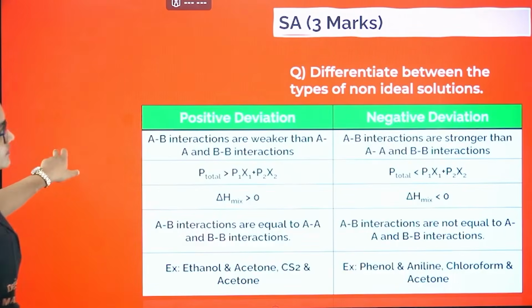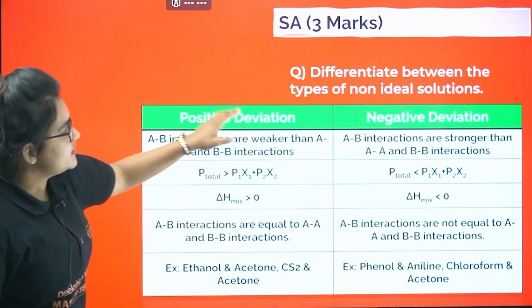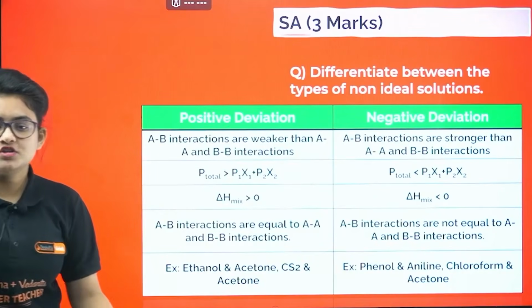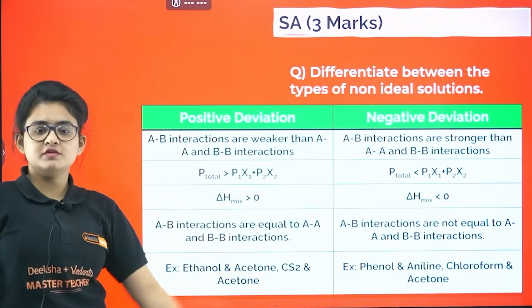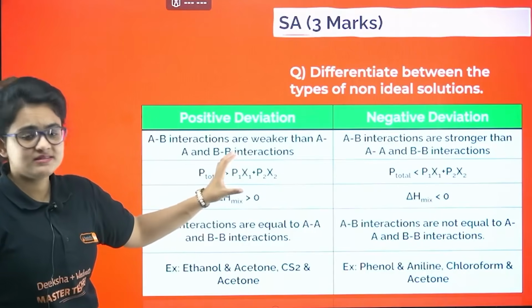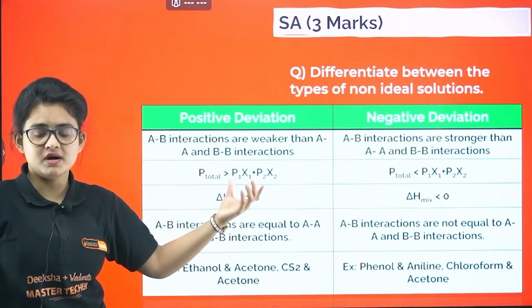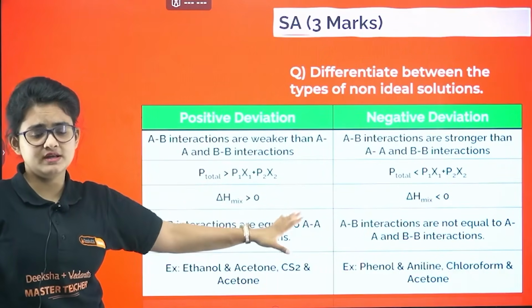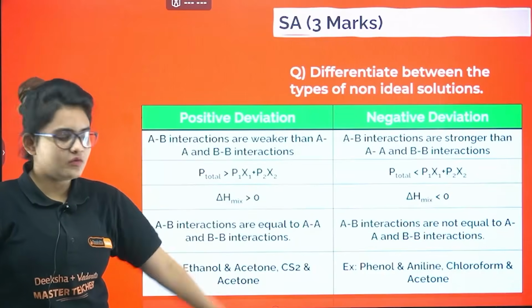Let's proceed. Okay, differentiate between the types of non-ideal solution. One is positive deviation, another one is negative deviation. So along with examples, you can take any 3 or any 2 in accordance with the marks, because it is a 3-marker question. You can take 3, okay, and you can go ahead.